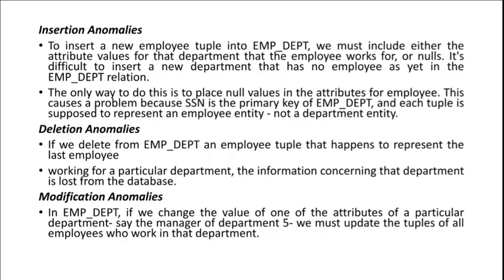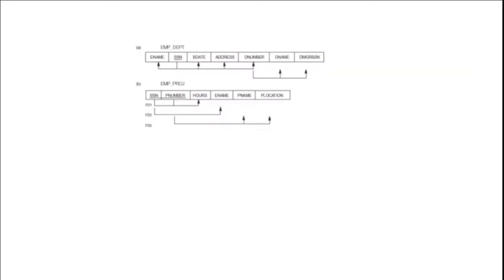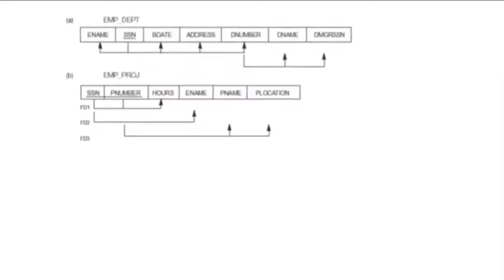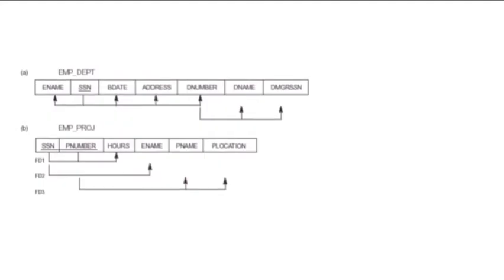To insert a new employee tuple in the employee department table, we must include either the attribute values for the department that the employee works for or nulls. That is, it's difficult to insert a new department that has no employee as yet in the employee department relation. So don't get confused, guys. It is very simple.